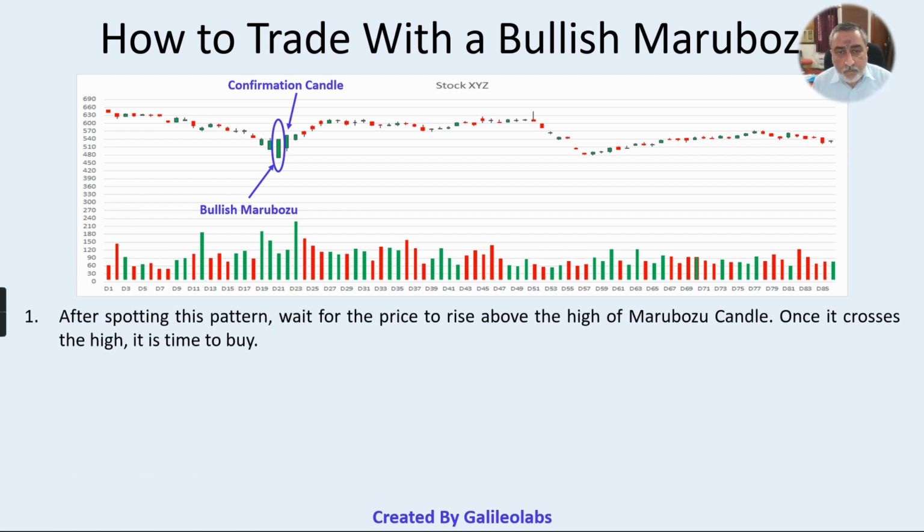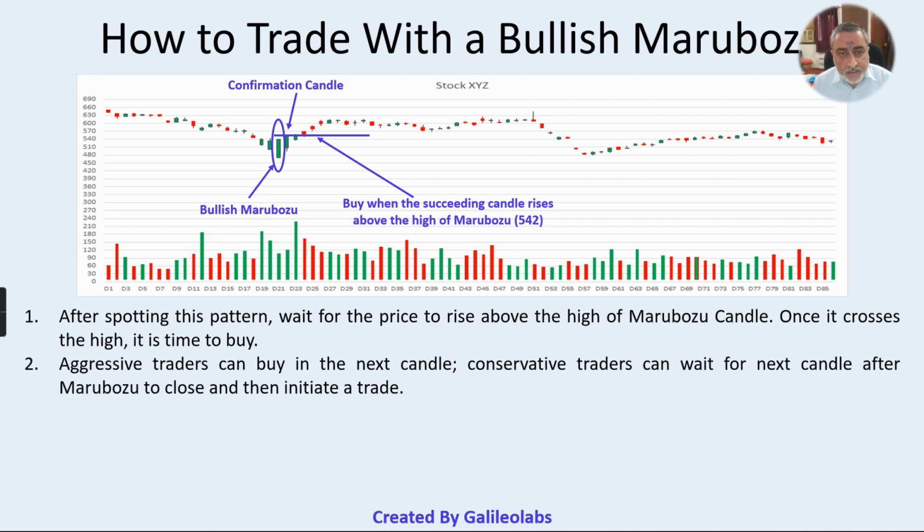After spotting this pattern, we need to wait for the price to rise above the high of the Marubozu candle, and once it crosses the high, it is time to buy. So at this point we will buy the trade. Our entry would be at around 542. Aggressive traders can buy in the very next candle after the Marubozu, and conservative traders can wait for the candle after the Marubozu candle to close and then initiate the trade.